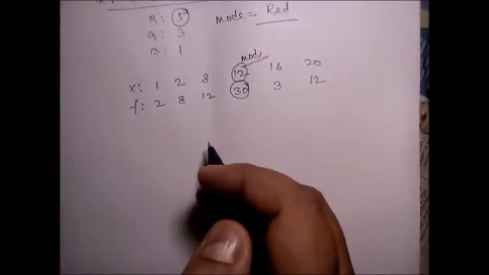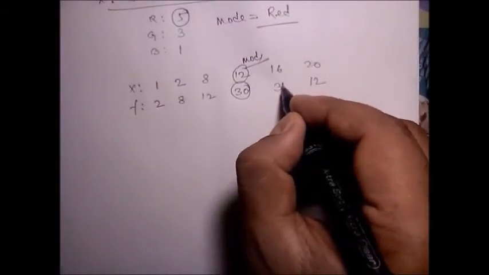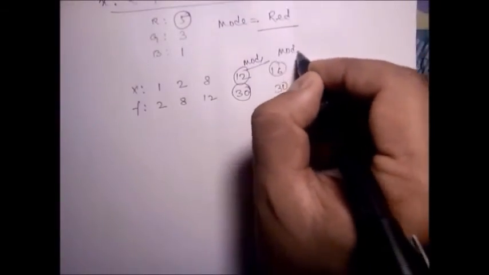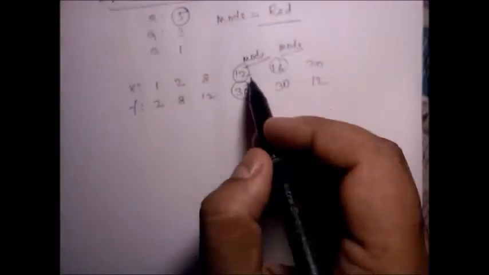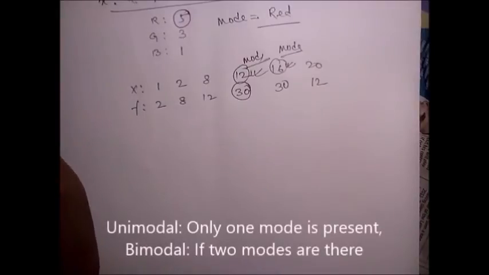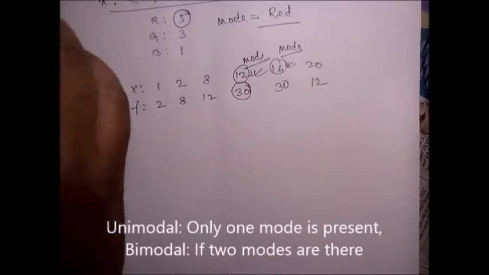Okay, maximum frequency is repeated means, suppose another 30 is there, so another mode is there. So which one is the mode, 12 or 16? It is very difficult to identify. So if it is bimodal, there are some terms: unimodal, bimodal, and multimodal.